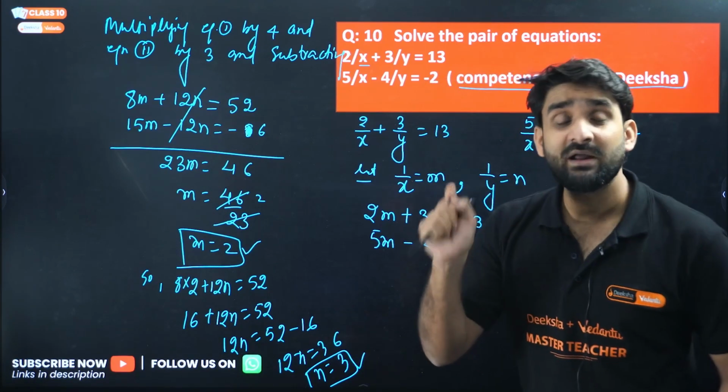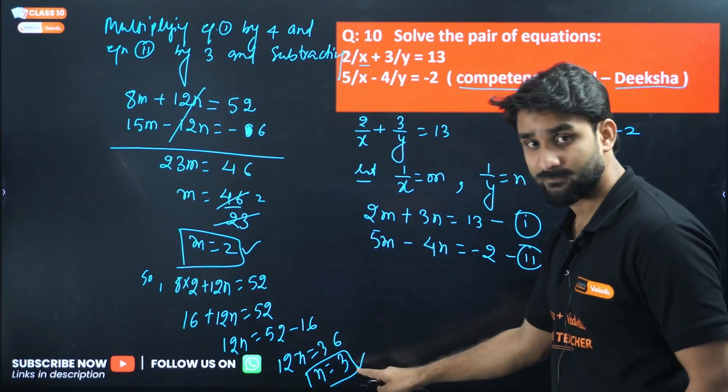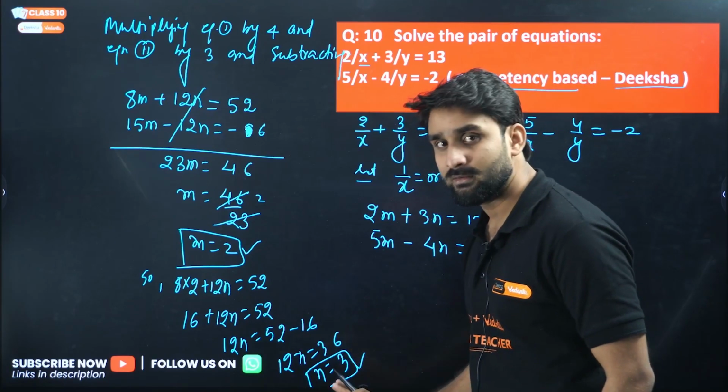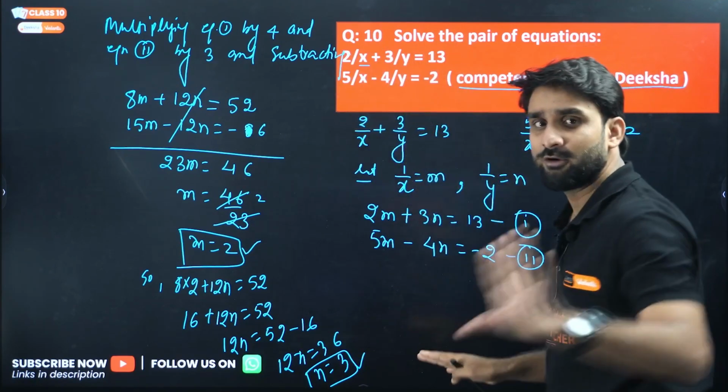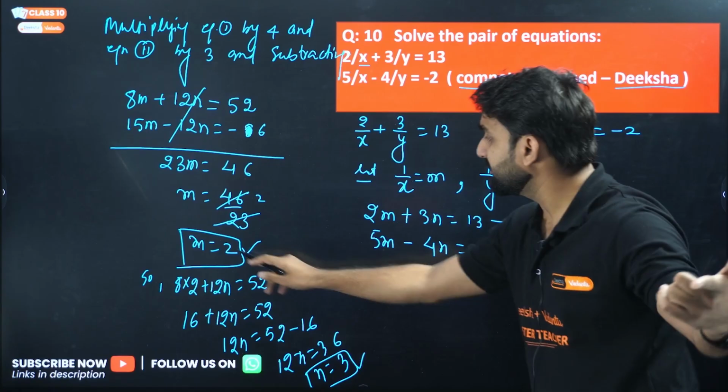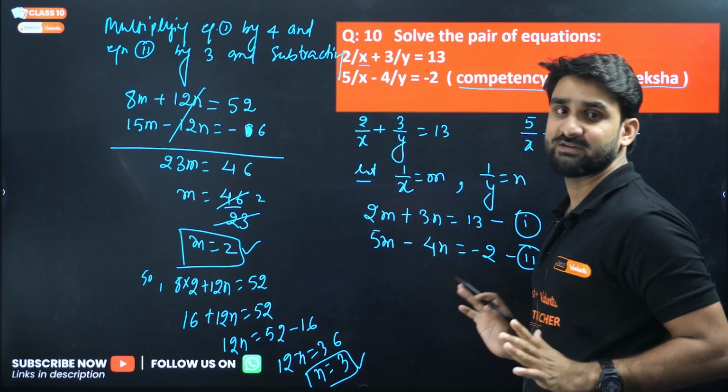Are these numbers our answer? No. This is not our answer. This is just the value of m and n. The given question is in the form of x and y. So what do we have to do? We have to put these values again here to find the value of x and y.